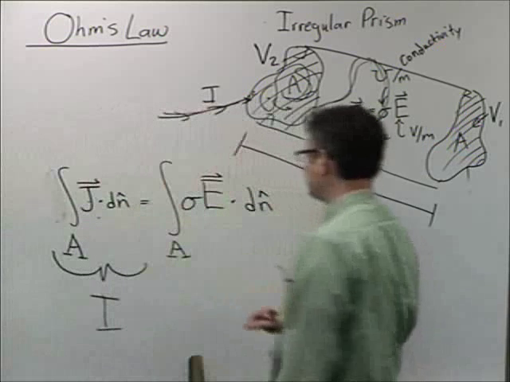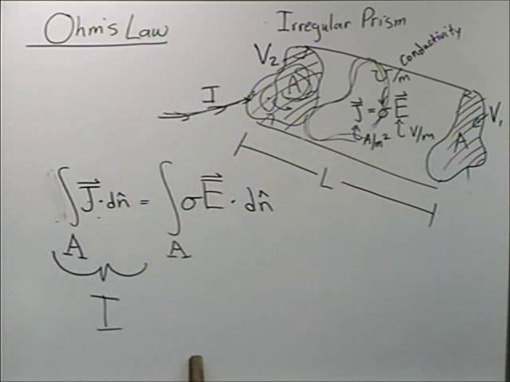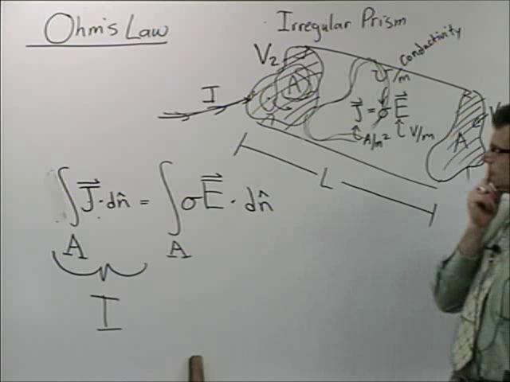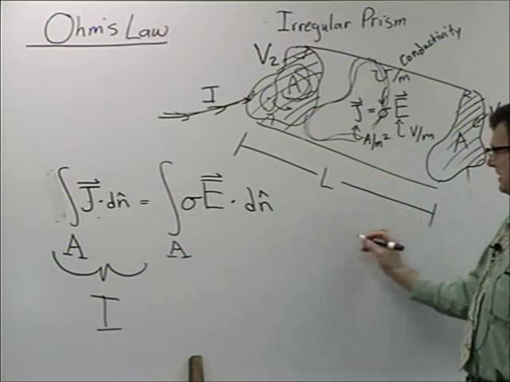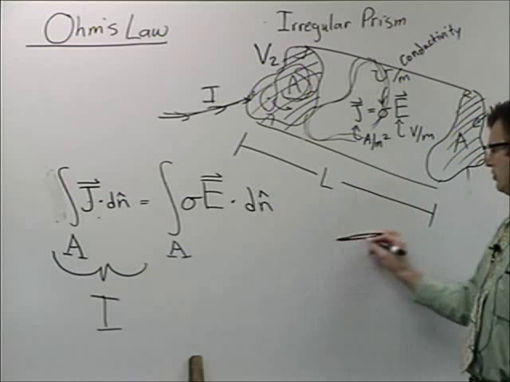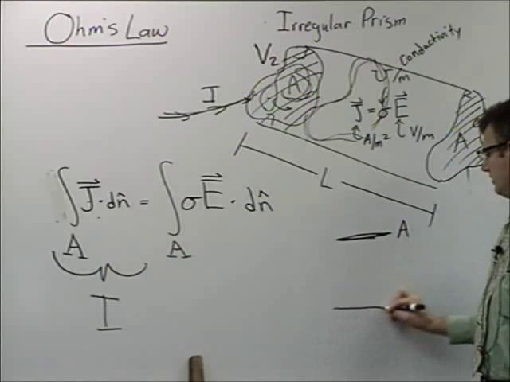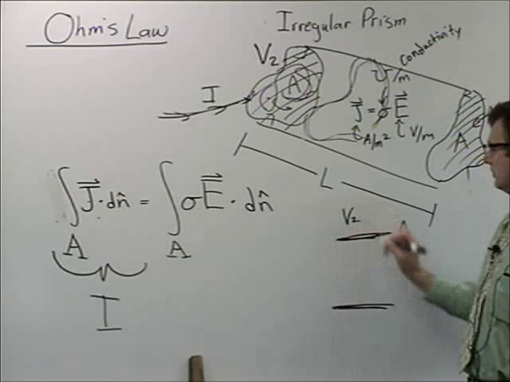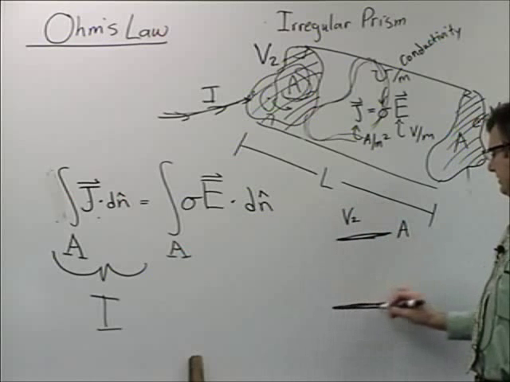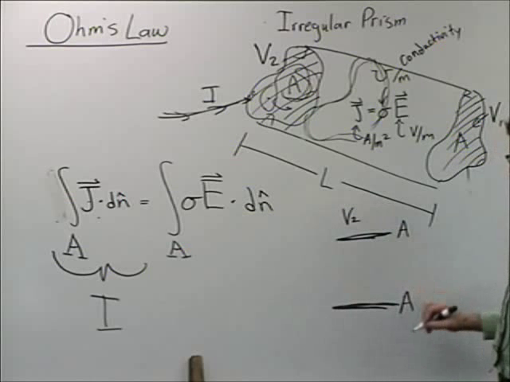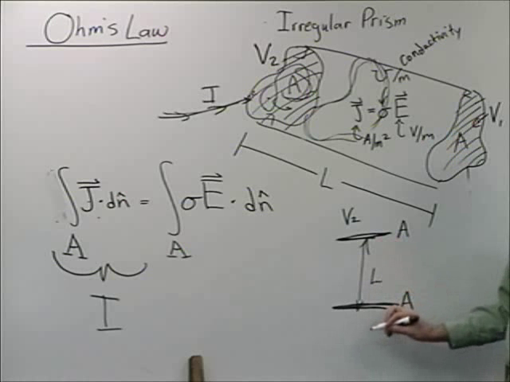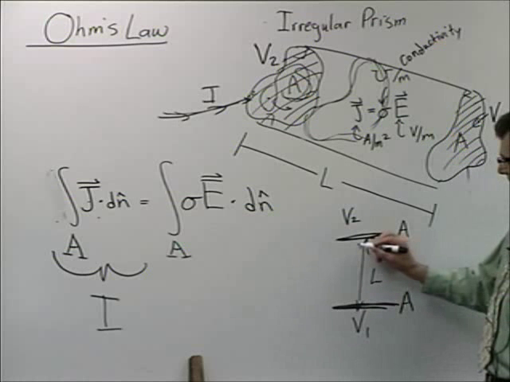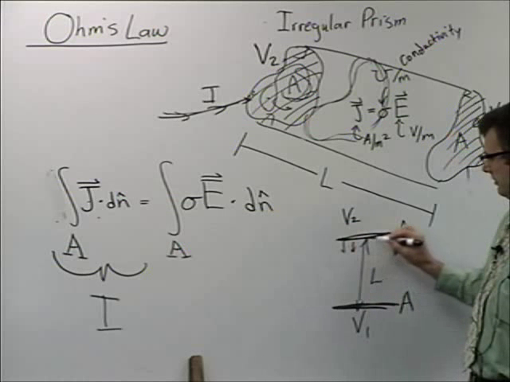Over here, I have to be a little bit more careful. What have I got here? Well, let's see. If I look at this from the side, so here's an area up at the top, and that is at V2 volts. And here's an area at the bottom that was also across the same cross-sectional area, a distance L away. And down here I have V1 volts. Then I know that the E field here is going to point down this prism.